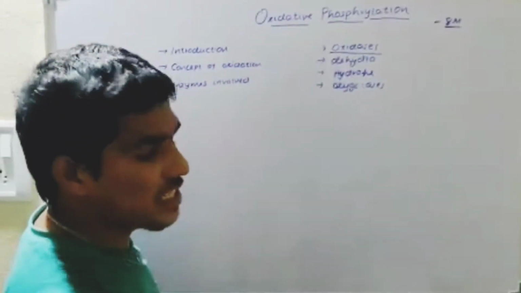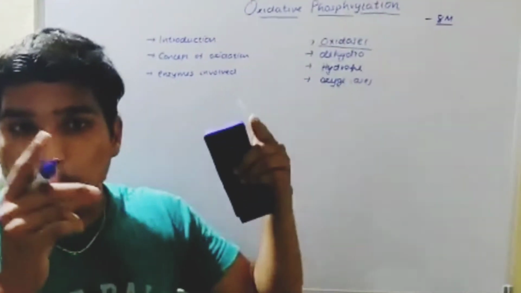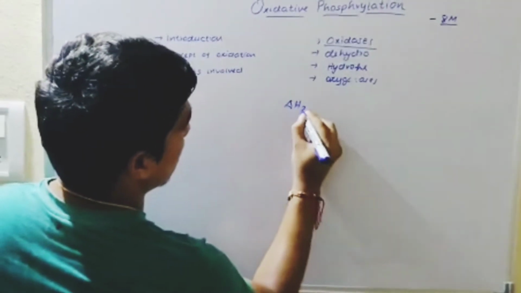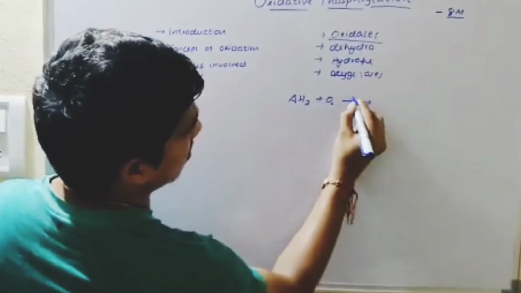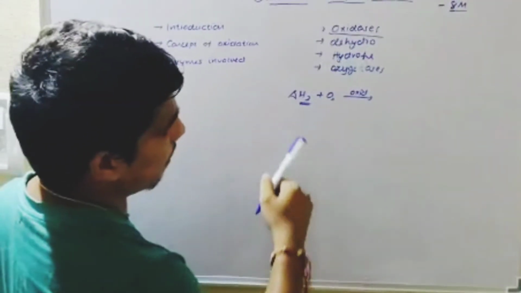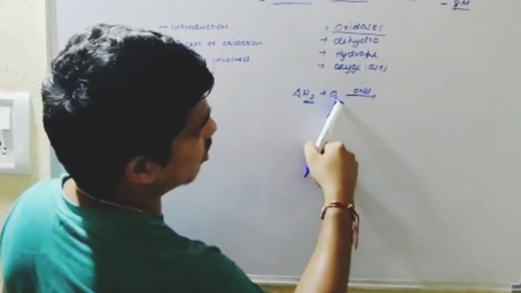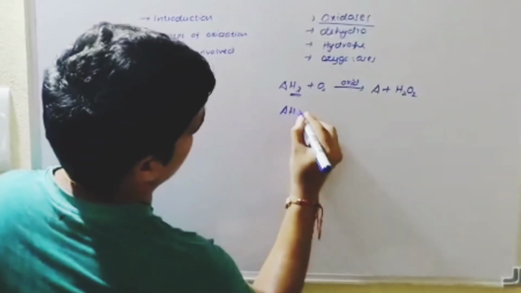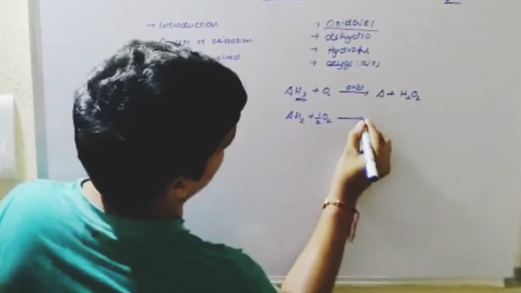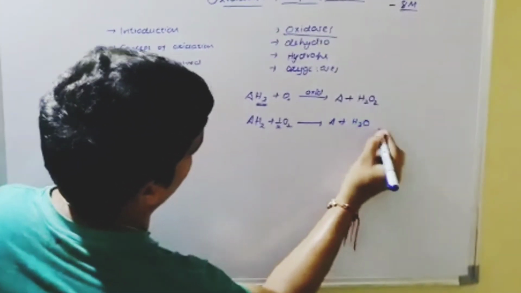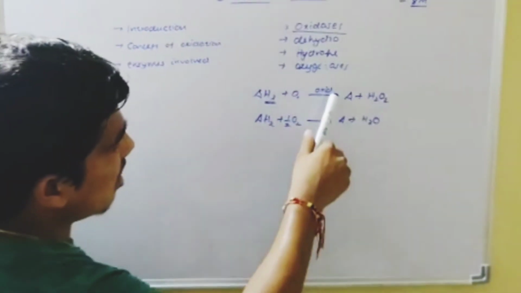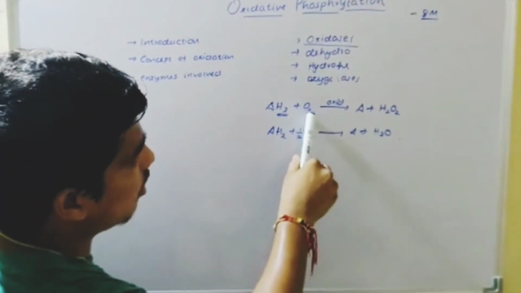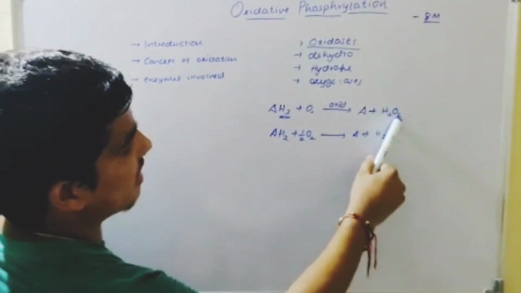The first class of enzyme, oxidases. It removes hydrogen particles from the substrate and passes them to the oxygen molecule. Take the example AH2 plus O2. In this reaction, the oxidases remove the hydrogen particles and give them to the oxygen molecule. This reaction may also occur like this. So friends, what is the reaction catalyzed by the oxidases? Oxidases remove the hydrogen particle from the substrate and pass it to the O2 molecule, and you get H2O2 or H2O.